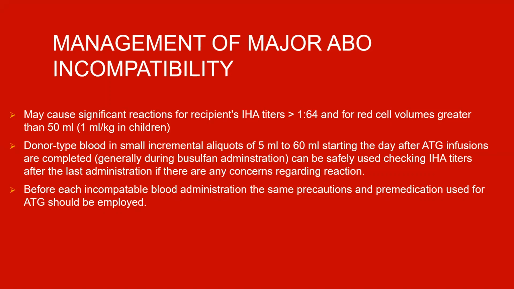Donor type blood is given in small incremental aliquots of 5 ml to 60 ml, starting the day after ATG infusion is completed, and can be safely used. Check IHA titers after the last administration if there are any concerns regarding reactions.